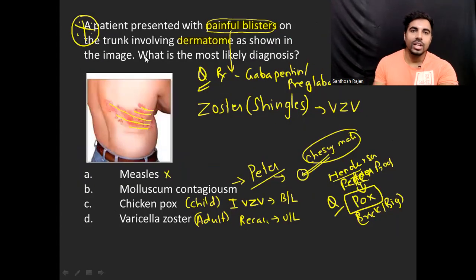So we got your answer, right? This painful blisters, everything comes. So the answer is not chickenpox. It should be varicella zoster.